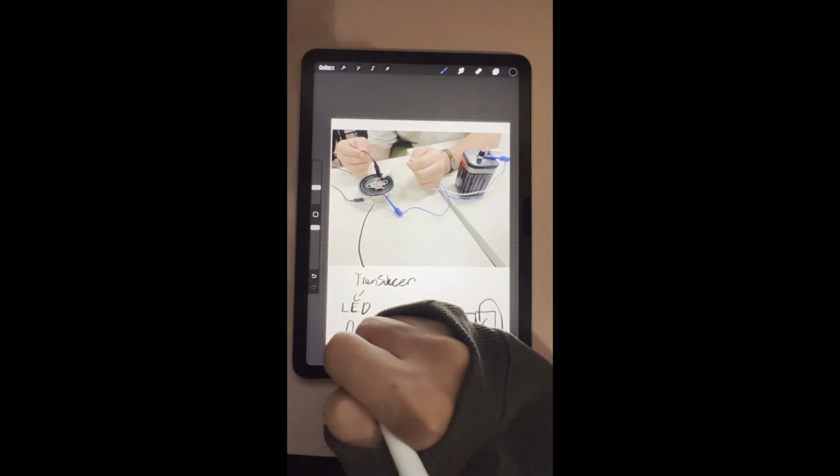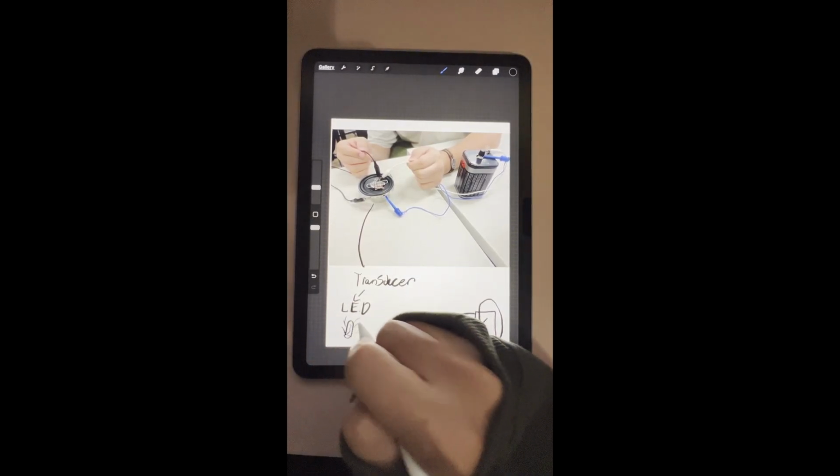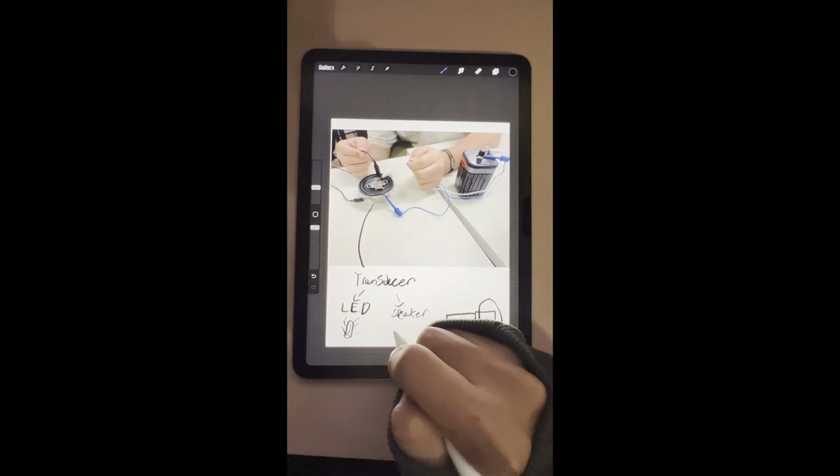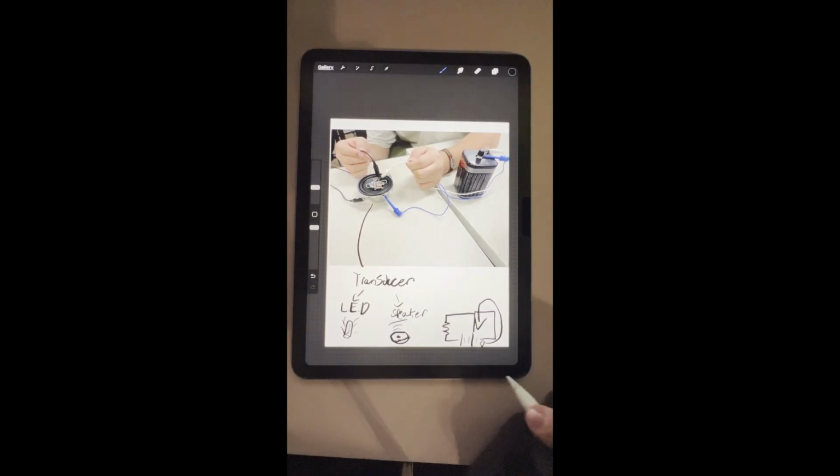A transducer is basically any device that turns one form of energy, in this case electricity, into another form of energy. For example, an LED converting electricity into light, or in this case, a speaker turning electricity into sound.